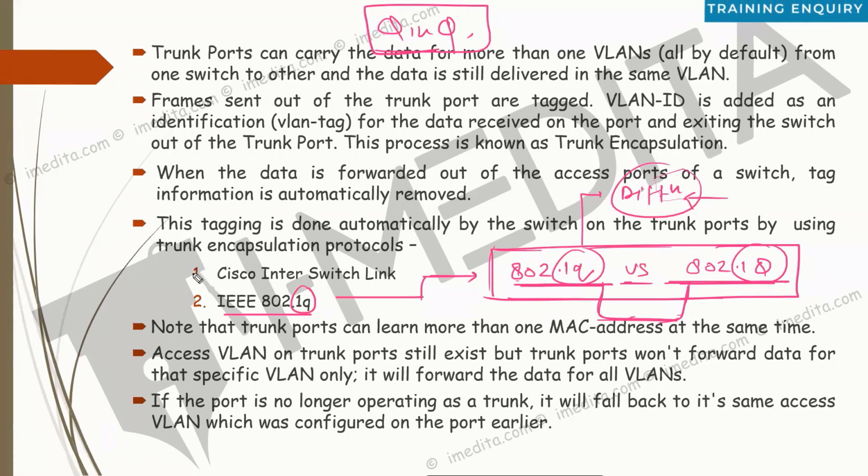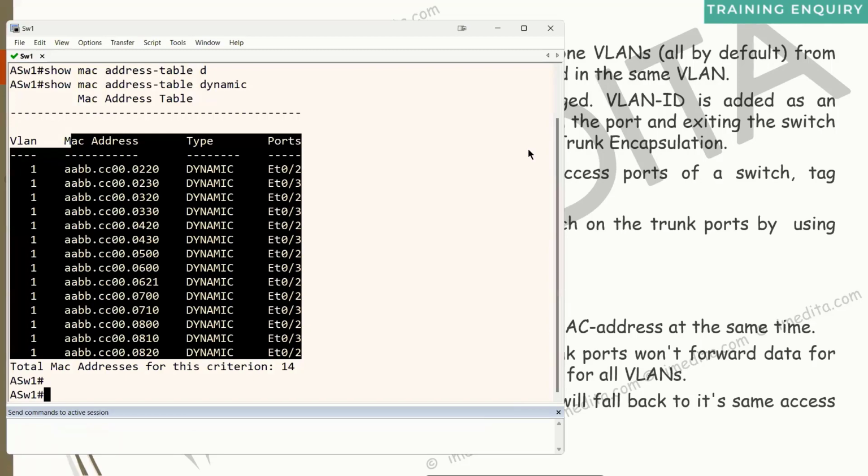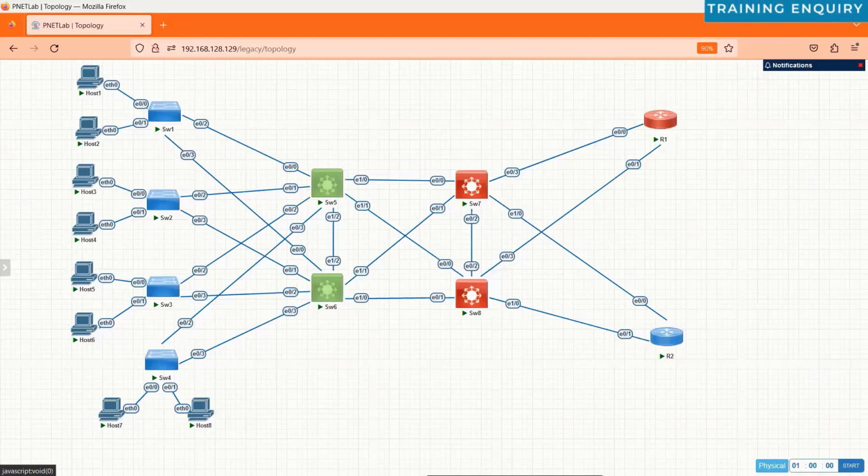Anyway, there are two protocols that we can use to perform trunk encapsulation, the tagging of the data when the data exits out of a particular trunk link. One is called Cisco ISL and one is called 802.1Q. Now, if your device supports both protocols, then you have to define which protocol you want to use. You have to tell the switch port to use either .1Q or ISL.